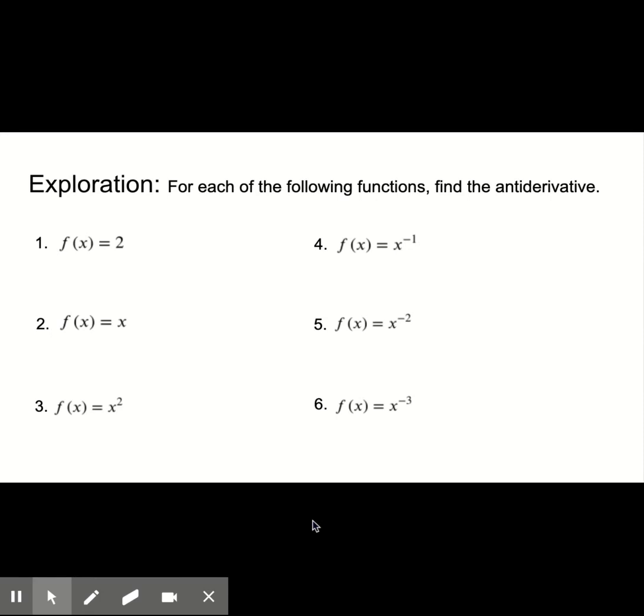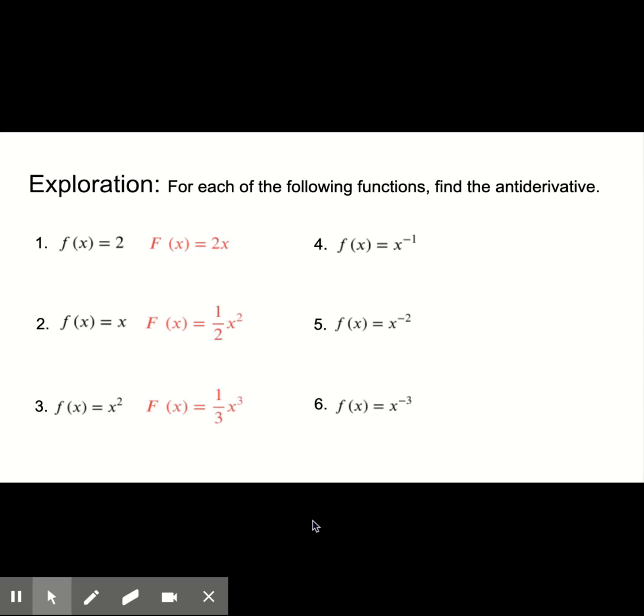Here are sample answers to the 6 problems on your capture sheet. The answer to number 1, f of x equals 2, is capital F of x equals 2x. The answer to number 2, lowercase f of x equals x, is capital F of x equals 1/2 x squared. The answer to number 3, lowercase f of x equals x squared, is capital F of x equals 1/3 x cubed.